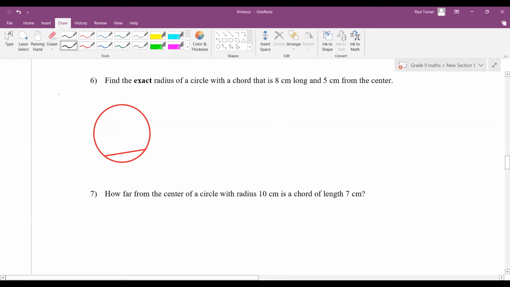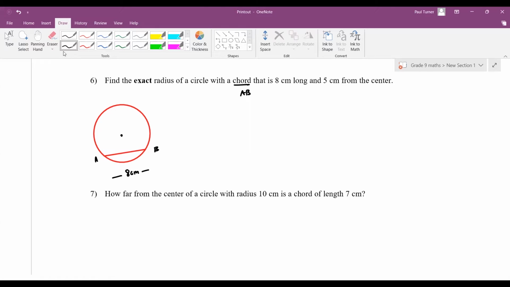Okay, so for question 6, we want to find the exact radius of a circle with a chord that is 8 centimeters long. So that's drawn already here. We could call that AB if you like. Give it some notation. So this is the chord AB, and this length is 8 centimeters, the complete length of the chord. And it's 5 centimeters from the center. So the center is around here.